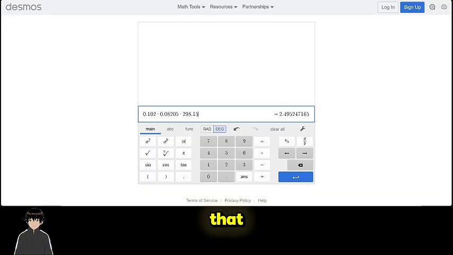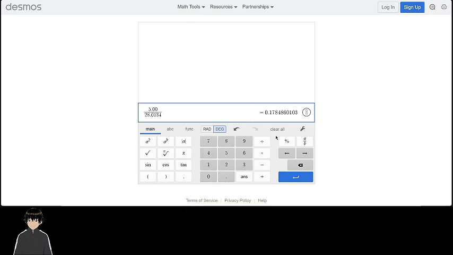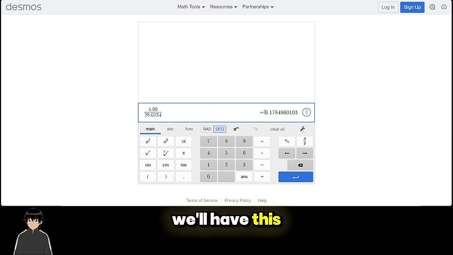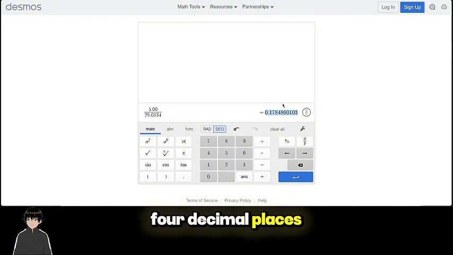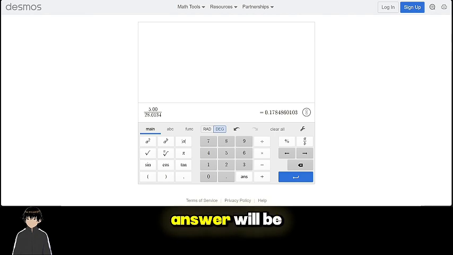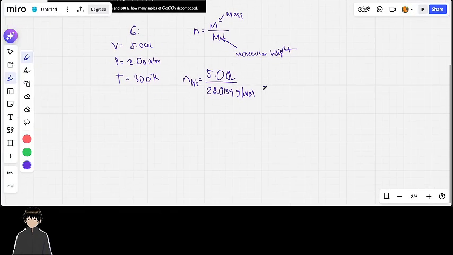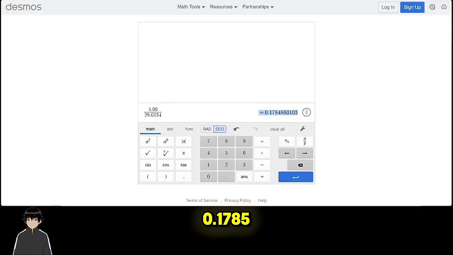If we divide that, 5.00 divided by 28.0134, we'll have this answer, and we can round that up to 4 decimal places. So the answer will be 0.1785.